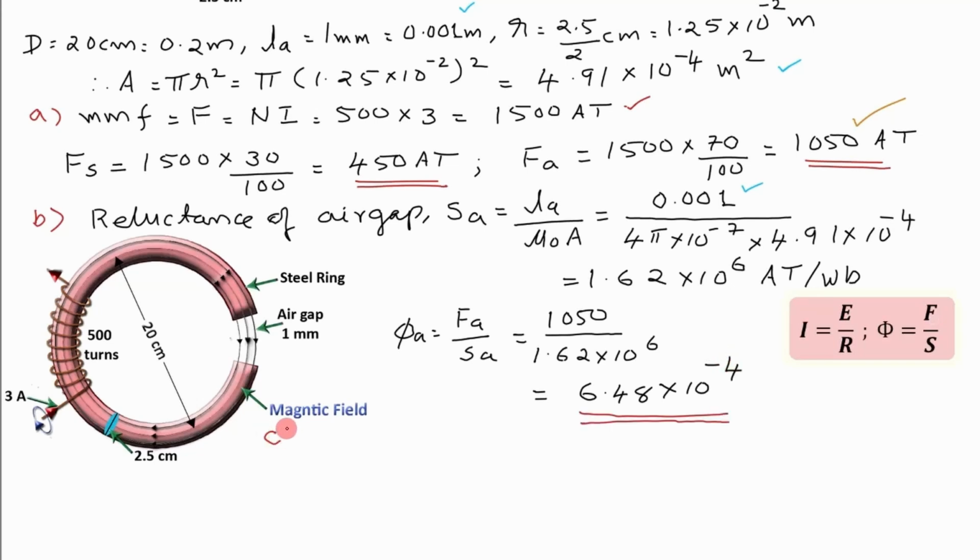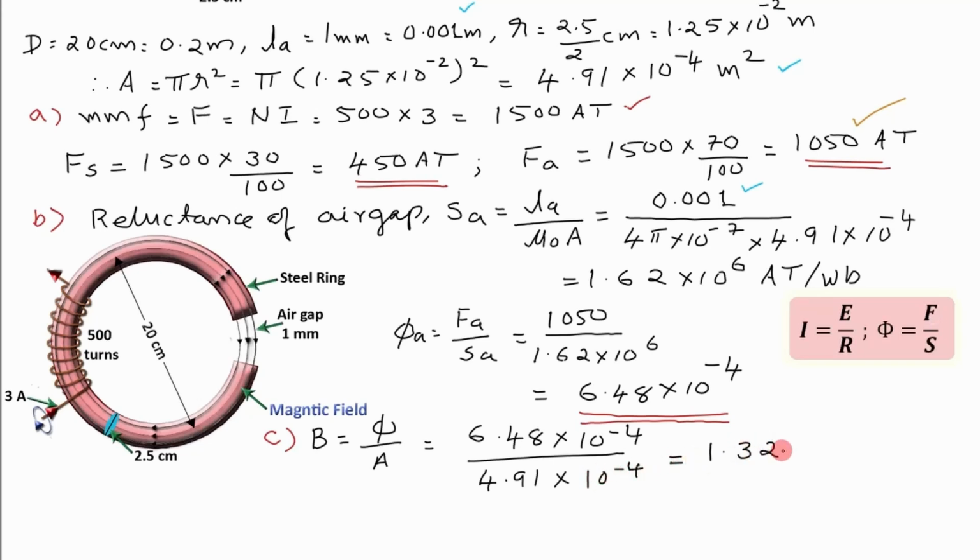Next we are asked to find the flux density. Flux density is nothing but flux divided by area of cross section. That is, flux density B is equal to phi by A, that is equal to 6.48 into 10 raised to minus 4 divided by area of cross section 4.91 into 10 raised to minus 4 meter square. This gives 1.32 Weber per meter square.